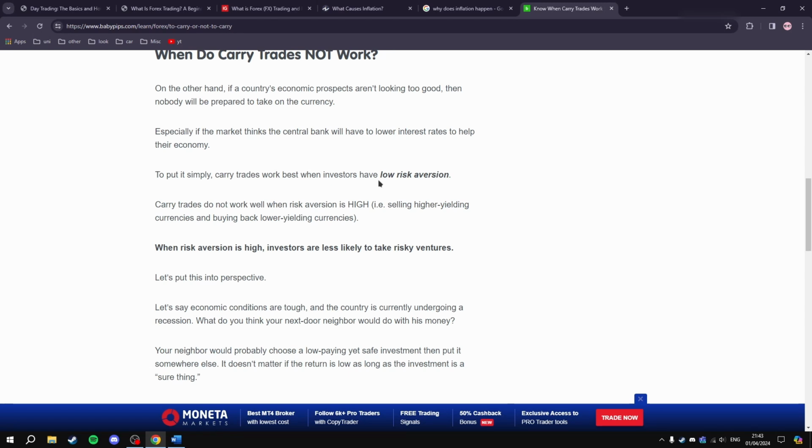To put it simply, carry trades work best when investors have low risk aversion. Carry trades do not work well when risk aversion is high, i.e. selling higher yielding currencies and buying back lower yielding currencies.